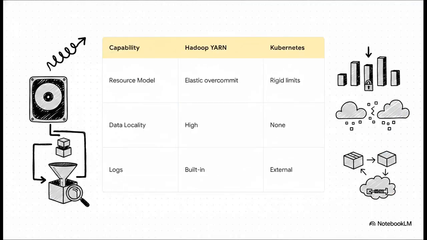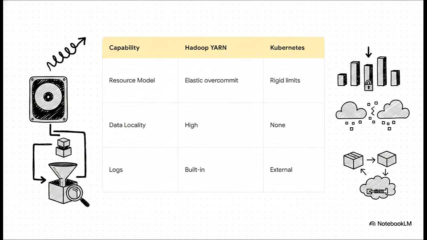But, and this is a big but, migrating these workloads requires some major trade-offs. Notice how you're trading YARN's elastic JVM-optimized memory overcommit for Kubernetes' rigid requests and limits. If you don't tune your Spark executors perfectly in Kubernetes, the out-of-memory killer will just terminate your pods without any warning whatsoever. Plus, because compute and storage are now completely separated, Kubernetes has absolutely zero data locality. It has to pull everything over the network, making network bandwidth your brand new bottleneck.